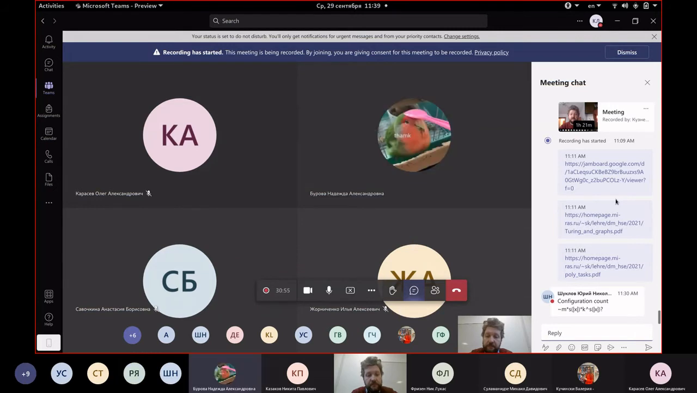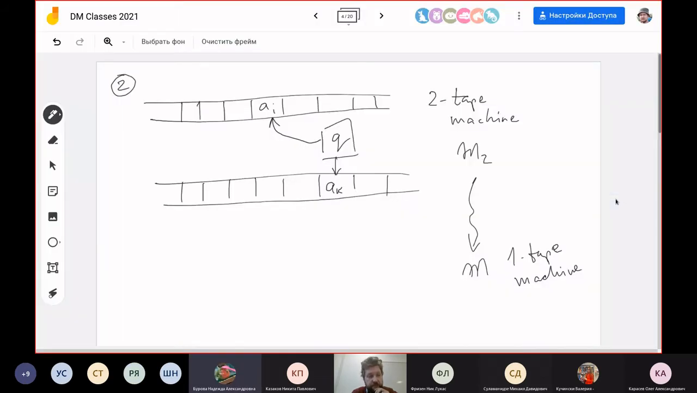Maybe we can... Can you hear me? Yes, I hear. Maybe we can replace every pair of symbols by one symbol and somehow operate with this. Yes, this is a good first idea.